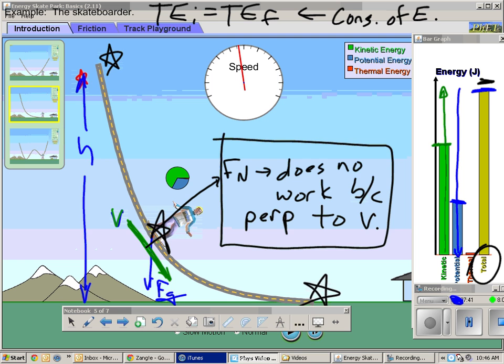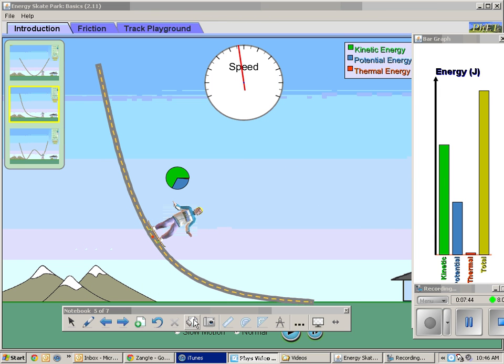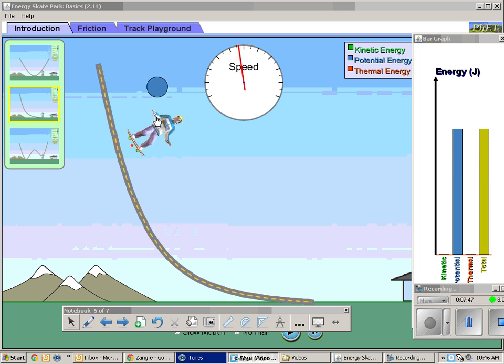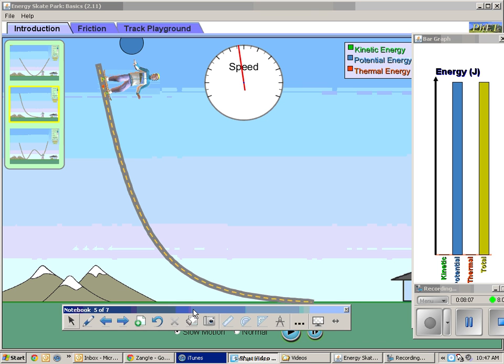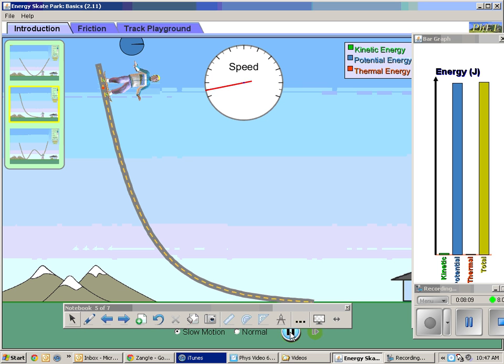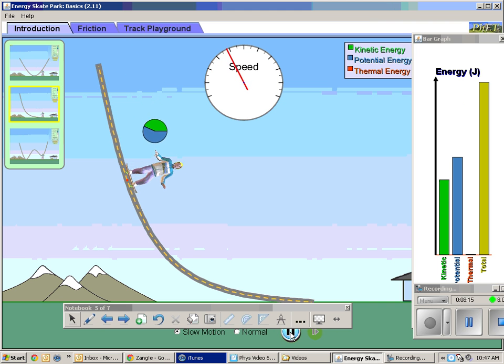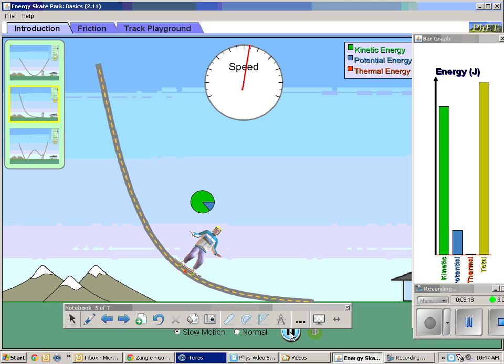All right, so let me play the video one more time so you can see it again. Let's take the dude, move him back up to the top of the hill. Okay, so right now the total energy is identified by this yellow bar. Potential energy is the blue bar. Notice there's a pie graph up here that's all blue. All right, let me do this in slow motion here. Kaboom. And let's watch him go down the hill. As he goes down the hill, look what happens. We get more green. We're getting more kinetic energy, losing potential energy, but he goes faster and faster, and so the total energy stays constant.